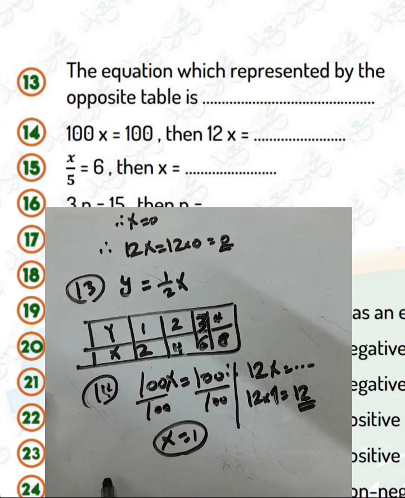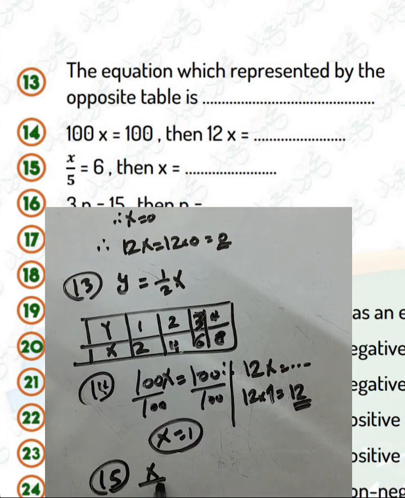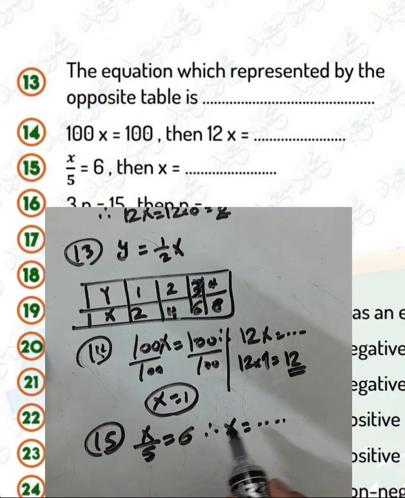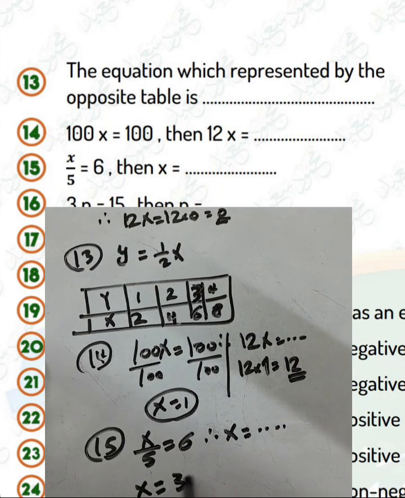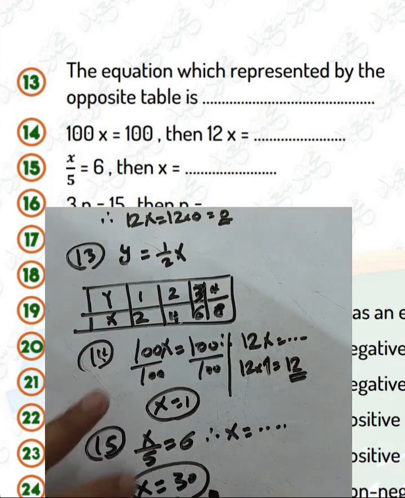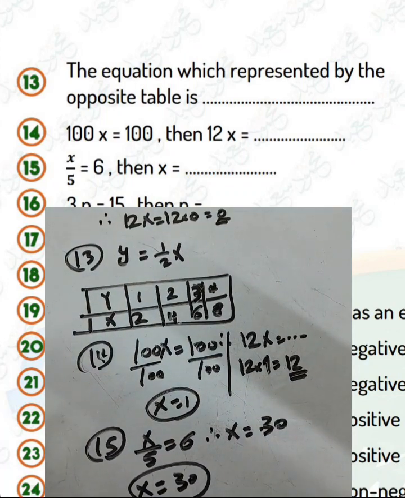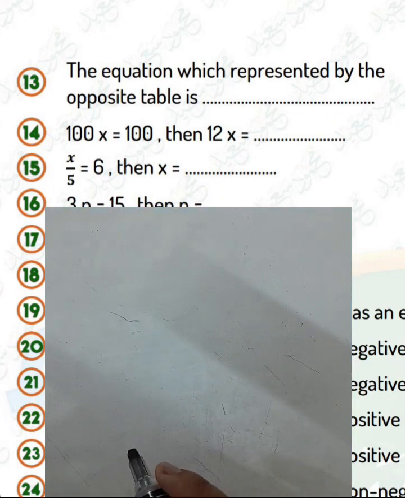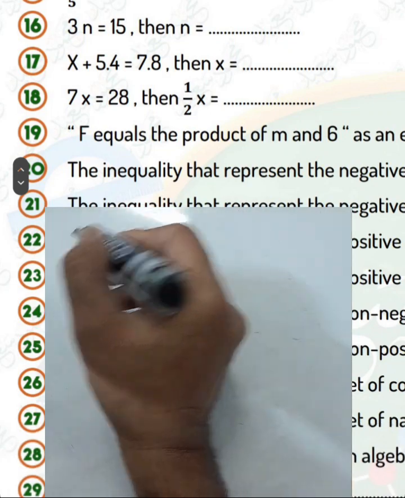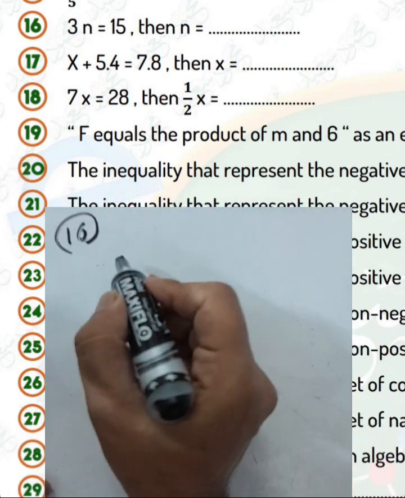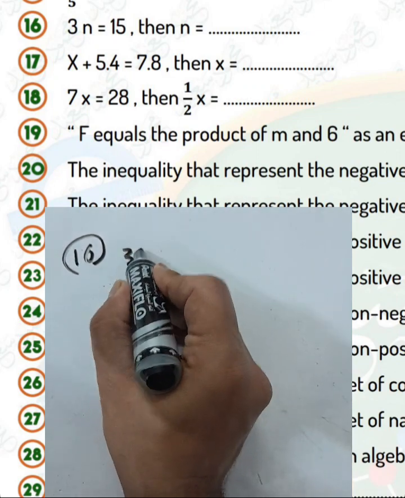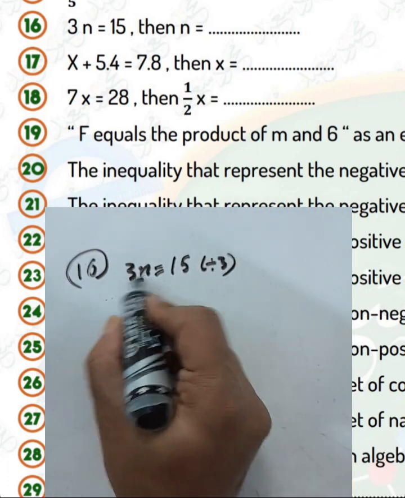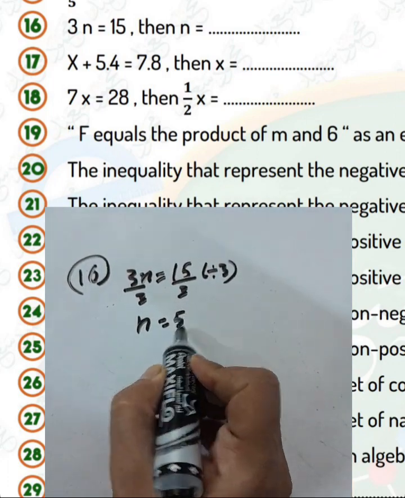Question 15. x over 5 equals 6. Then x will be equal to space. We know x equals what? 5 by 6 equals 30, or 30 divided by 5 equals 6. Then x here will be equal to 30. Question 16. Pay attention with me about question 16. We have 3n equals 15. We can divide by 3 on the left hand side and the right hand side, then n will be equal to 5.